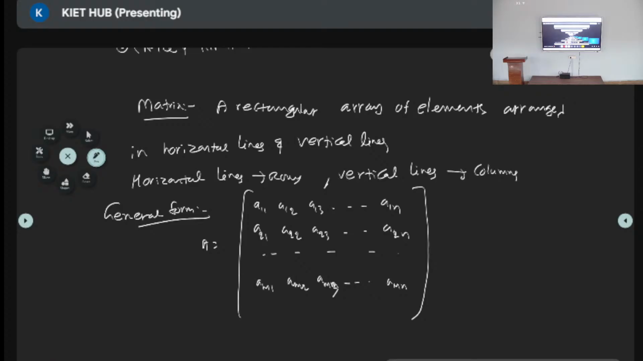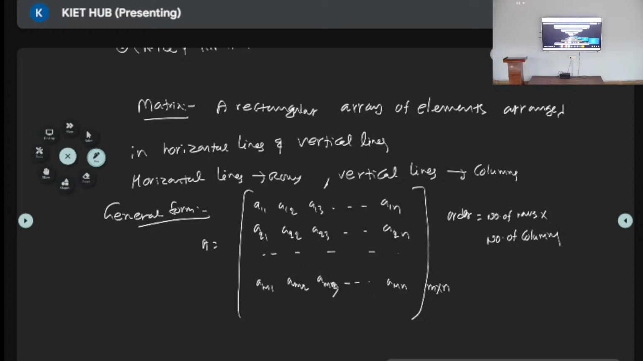In this, how many rows are there? M rows and N columns. What is the order of the matrix here? M by N. M is the number of rows, N is the number of columns. Order of the matrix is the number of rows by the number of columns.